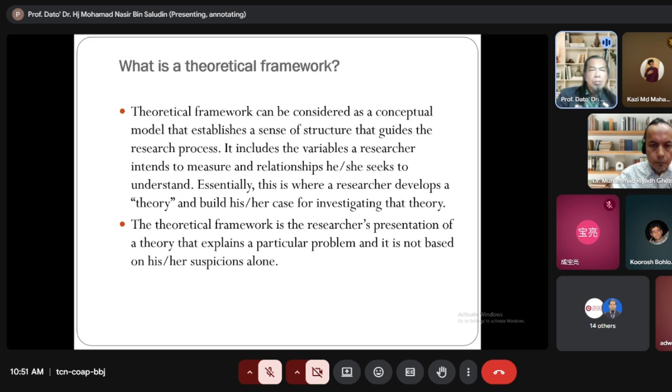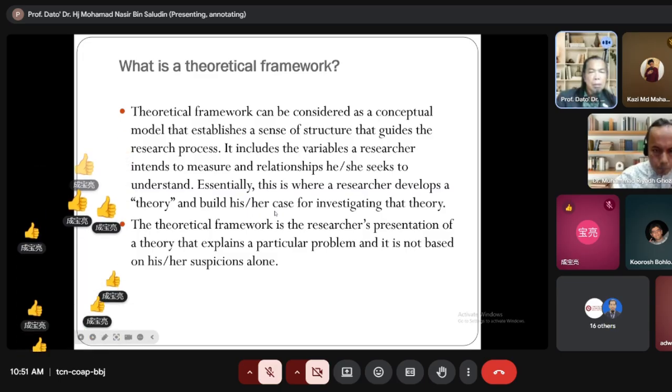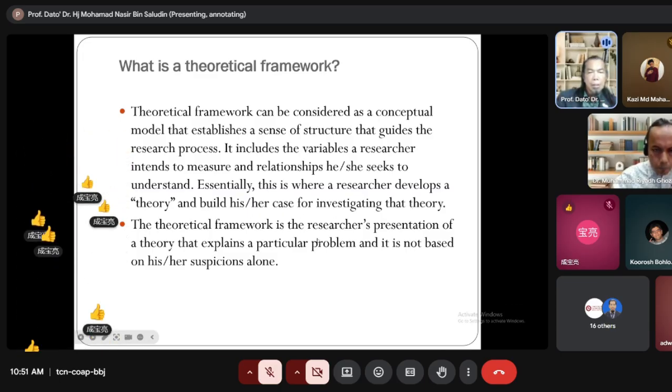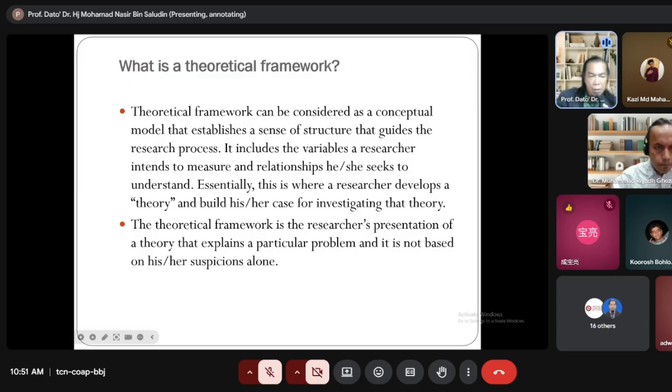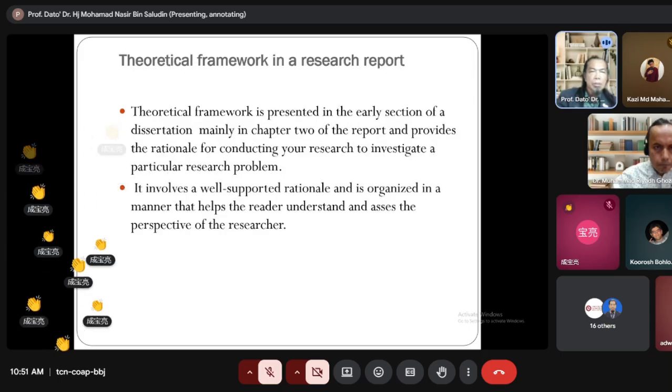What is a theoretical framework? This is considered a conceptual model that establishes a sense of structure that guides the research process. It includes the variables the researcher intends to measure and the relationships he or she seeks to understand. Essentially, this is where researchers develop theory, what theory they use, building their investigation on the theory. The theoretical framework is the researcher's presentation of a theory that explains a particular problem, and is not based on suspicion. After this, I will show you a real sample of a theoretical framework from a thesis.